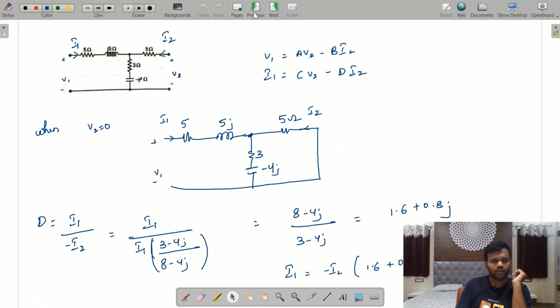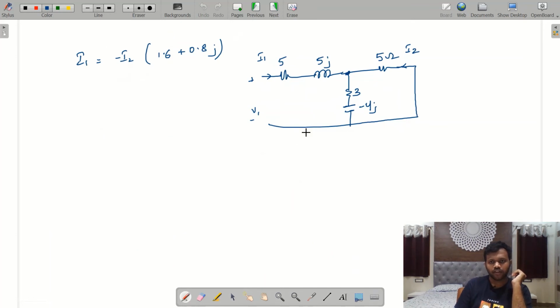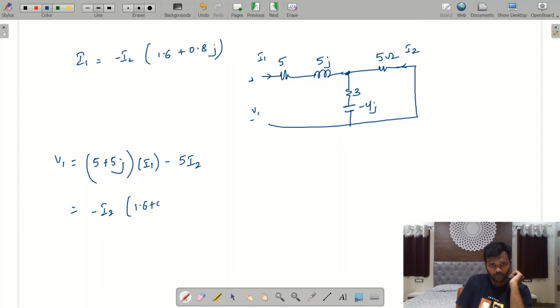So we have not yet found the B parameter. What can we write here? I am applying the KVL in the outer loop. V1 equal to 5 plus 5j into the current flowing through it, I1, plus, sorry, minus 5 into I2. In place of I1, what will I write? Minus I2 into 1.6 plus 0.8j into 5 plus 5j, minus I2 into 5.